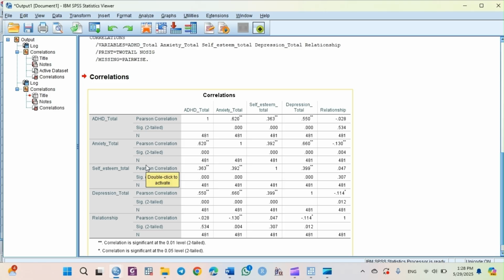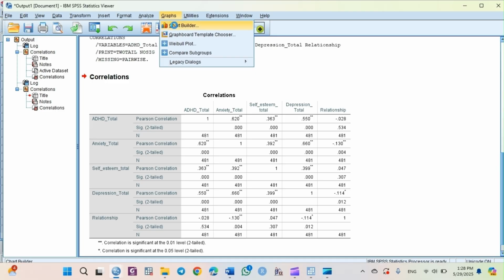The other thing is the linearity assumption. The linearity assumption is very important for correlations because correlation assumes a linear relationship exists between the variables. So you can check that with a scatter plot.